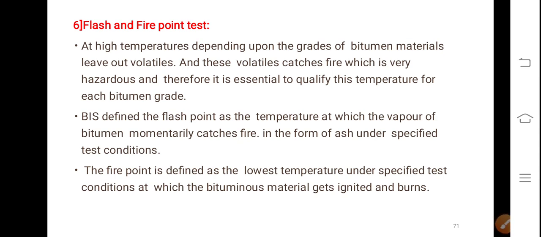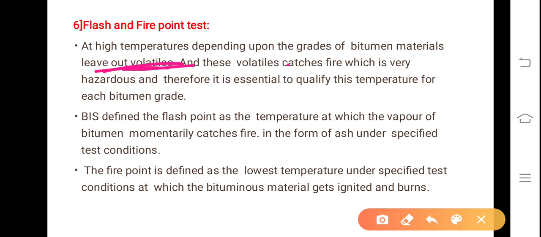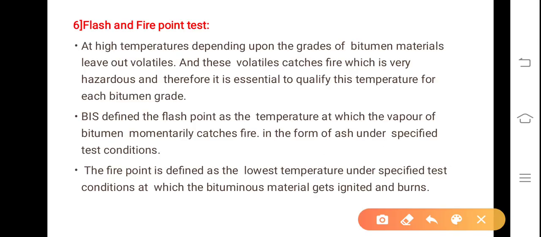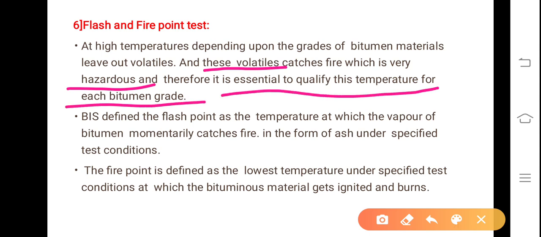Flash and fire point test. At high temperatures, depending upon the grade of bitumen, volatiles are released, and these volatiles catch fire. This property of catching fire when volatiles are formed due to high heat is very hazardous, and therefore it is essential to qualify this temperature for each bitumen grade.